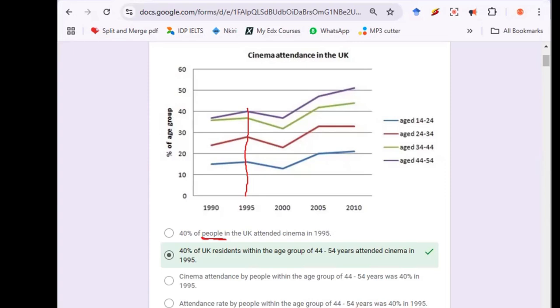Attendance rates cannot fit in. Okay? The fraction of people that attended is the best. The fraction of people that attended, I mean, something like that. Look at the last one.